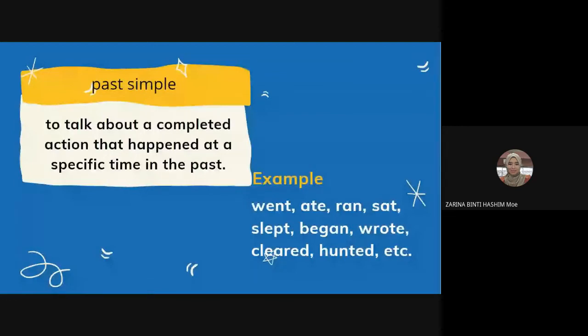Examples of words that show the past simple are like ate, ran, sat, slept, began, wrote, played, and so on. In your book, number 1, page 37: I went to Spain to see Barcelona play in 2011. That already happened in the past. You went to Spain in 2011. The past tense here is the word went, and the year was 2011.